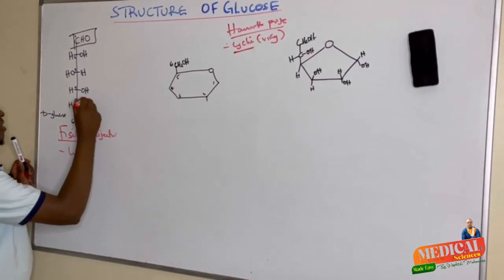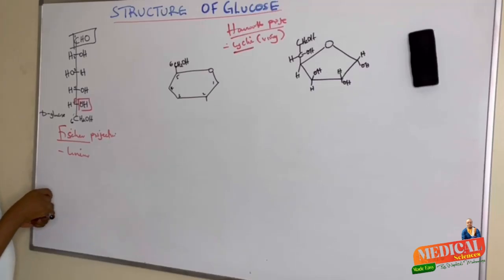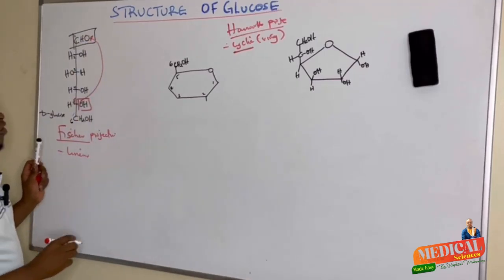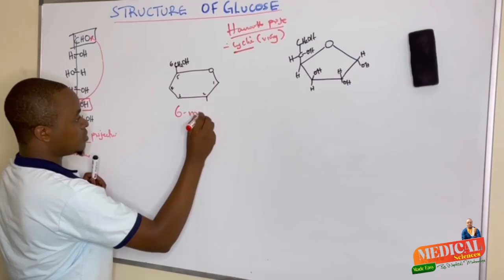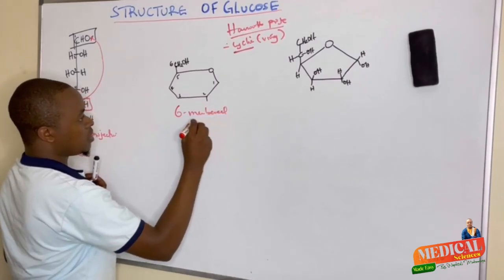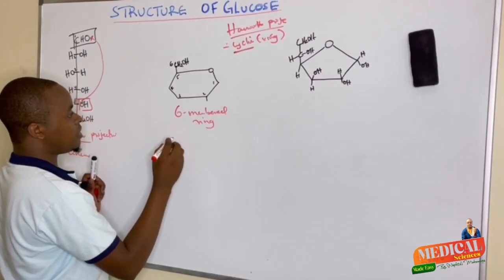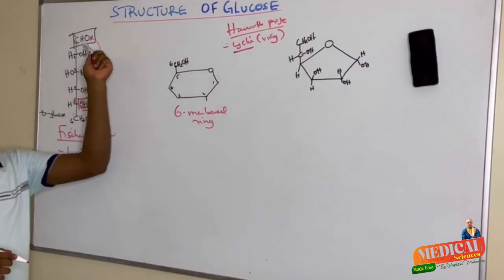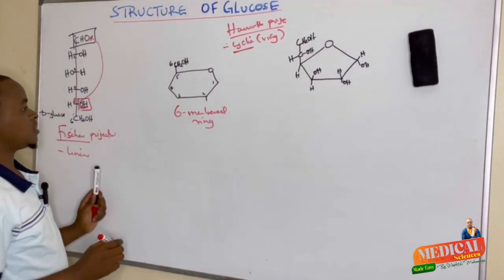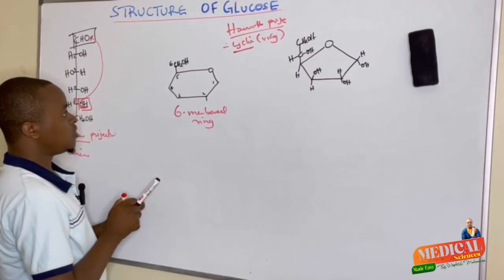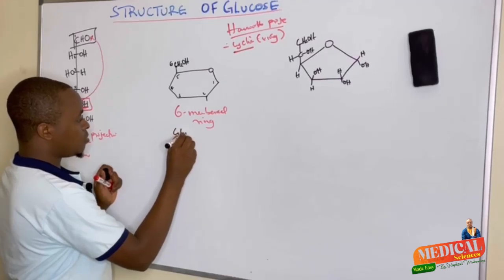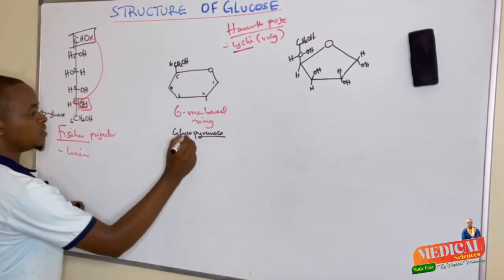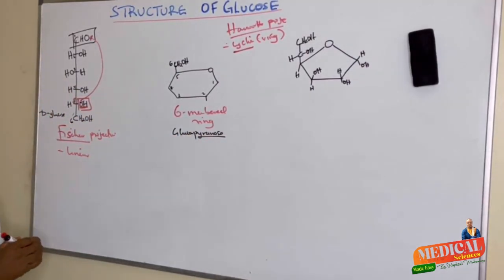So when we go to the Haworth projection, which says it is a ringed structure, the hydroxyl group at carbon number 5 interacts with the functional group at carbon number 1 of glucose to form a 6-membered ring. This 6-membered ring, formed when the hydroxyl group or alcohol at carbon number 5 interacts with the aldehyde at carbon number 1, is known as glucopyranose, whereby pyranose comes from the word pyran, which means a 6-membered structure.